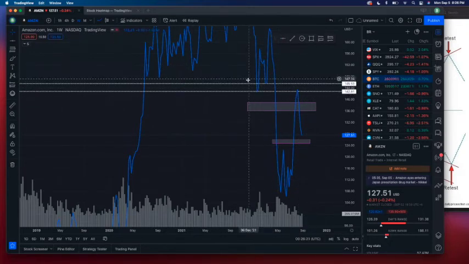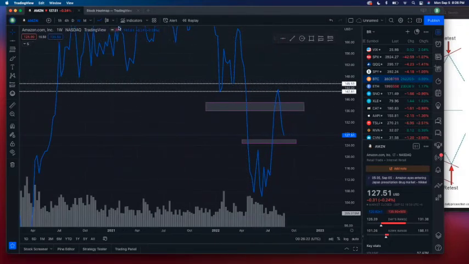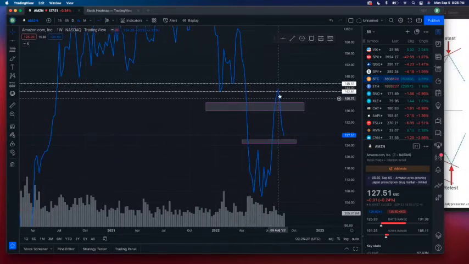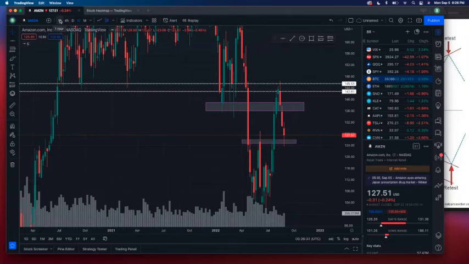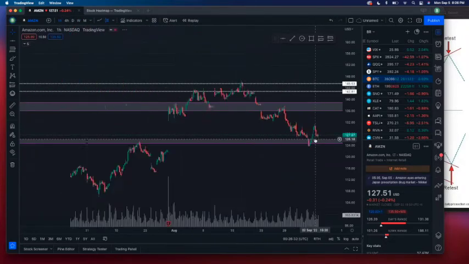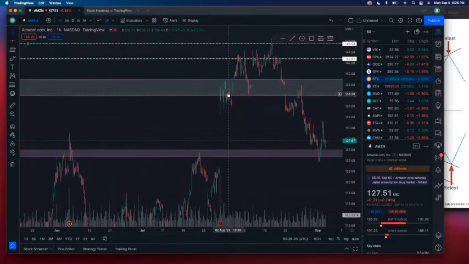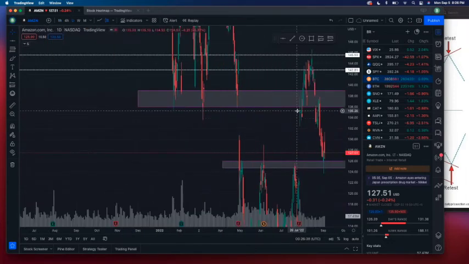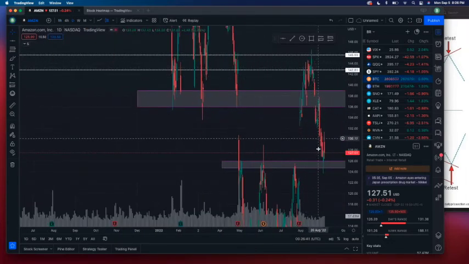And basically the concept is that you want to catch the breakdown, or once it breaks down and comes back up and retests it, that's where you want to get in. So for example, that would be this move here. So when it comes up, retest this area and breaks down.